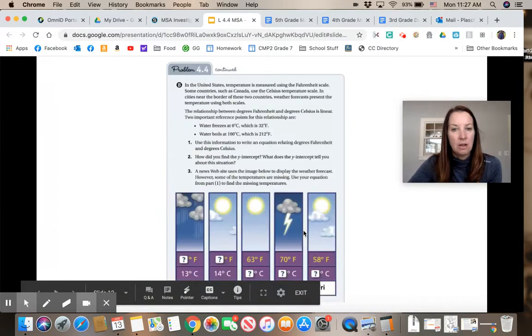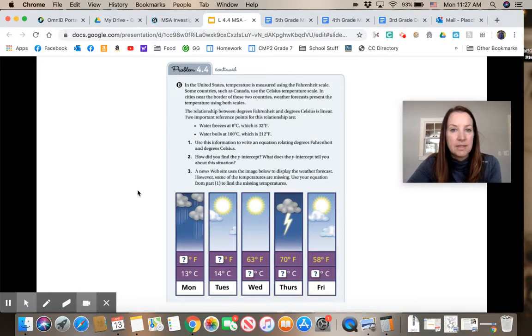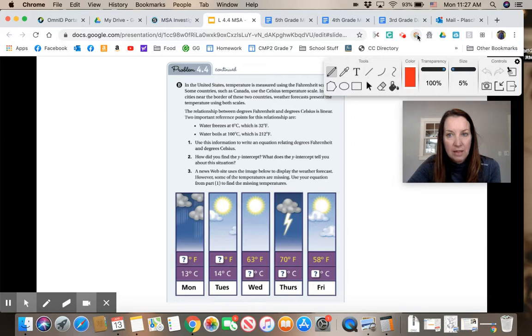Okay, and for our next question, we are talking about the weather. In the United States, temperature is measured using the Fahrenheit scale. Some countries, like Canada, use the Celsius temperature scale. In cities near the border, the weather forecast presents the temperature using both. So we're given the situation of the weather here, and they're giving us some information. Water freezes at 0 degrees Celsius, which is 32 degrees Fahrenheit. Water boils at 100 degrees Celsius, which is 212 degrees Fahrenheit. Use this information to write an equation relating Fahrenheit to Celsius.